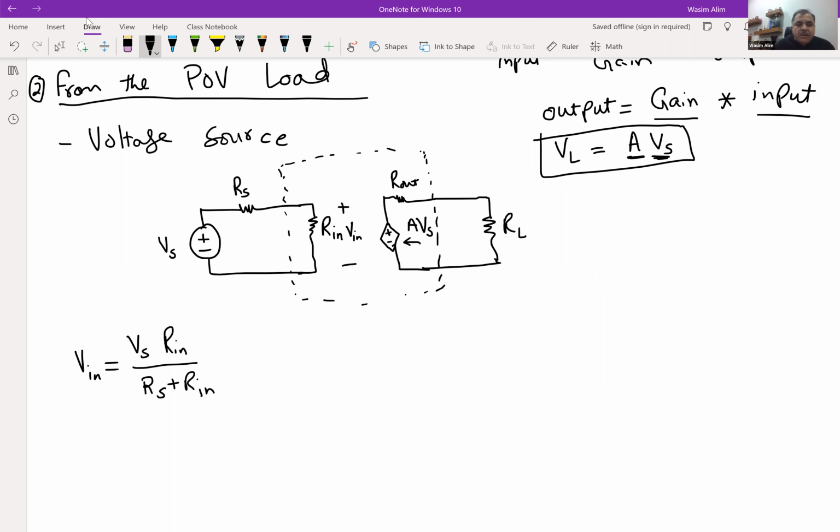Similarly, we want the output side, so we have the output voltage that is seen on this resistor. So we can do the voltage divider on the output side also, which is again A V sub S times RL over RL plus R out. Okay.